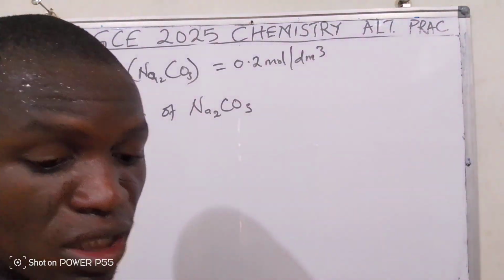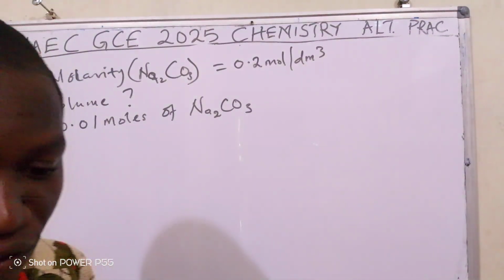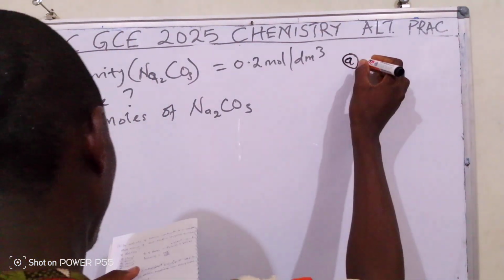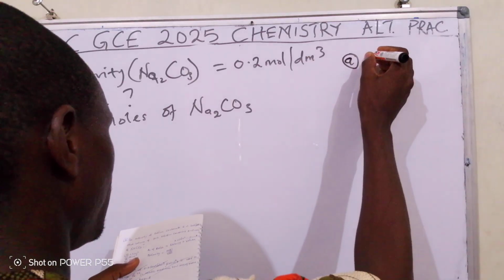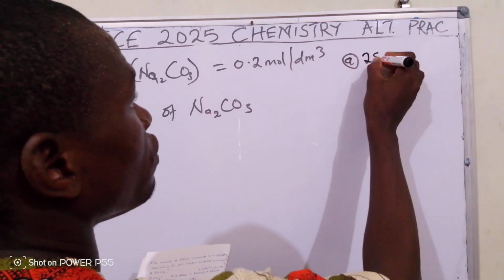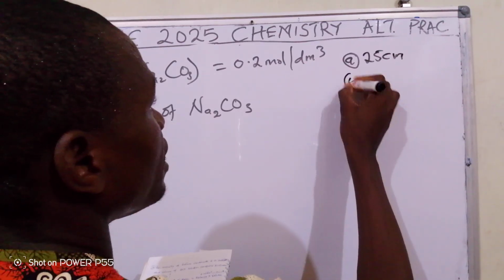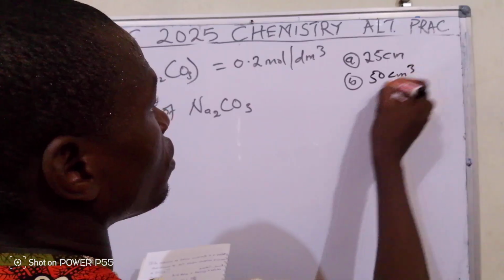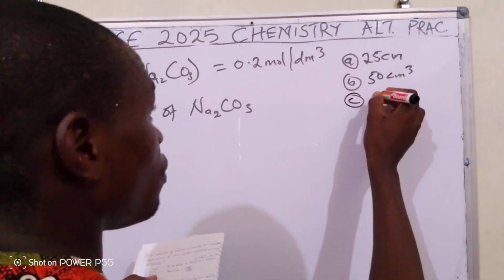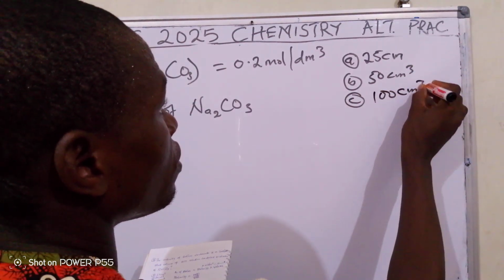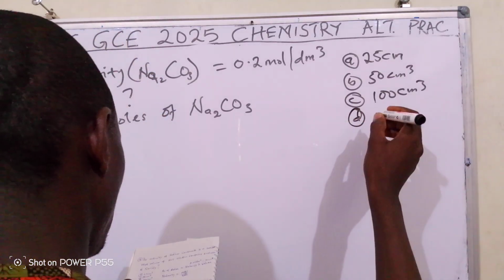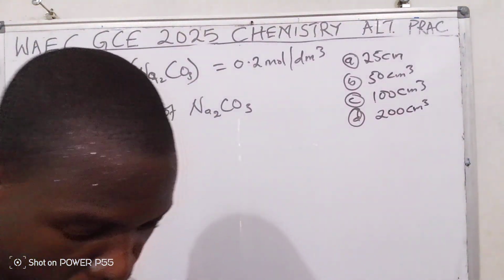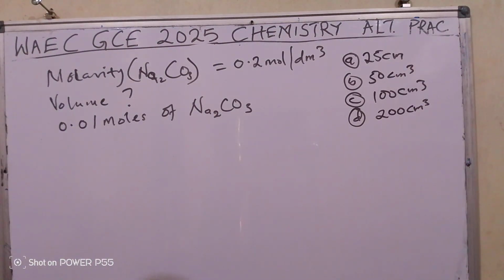Now I'm going to introduce a very important formula in this case, but before then let me write the options here. A says 25 cm cube. B says 50 cm cube. C says 100 cm cube. D says 200 cm cube. So this is very important that you master.